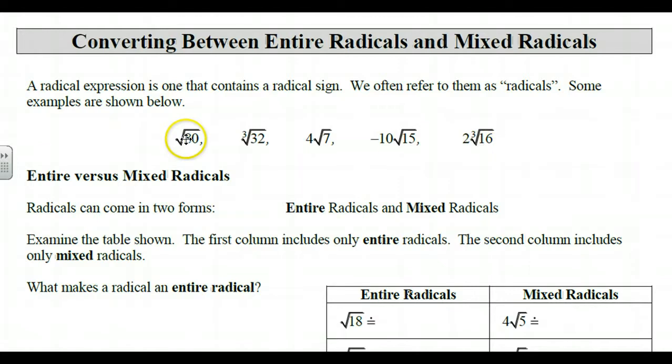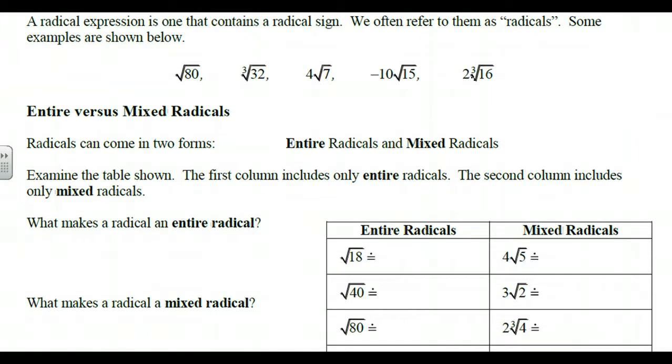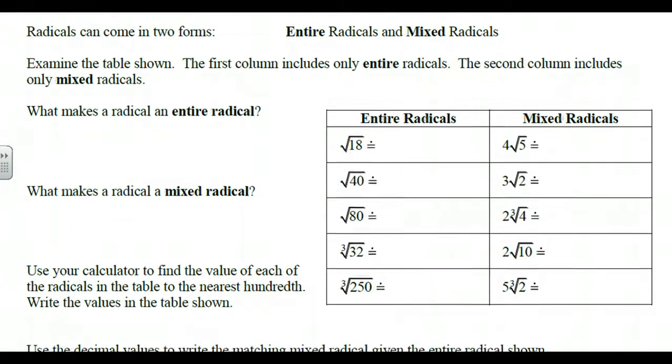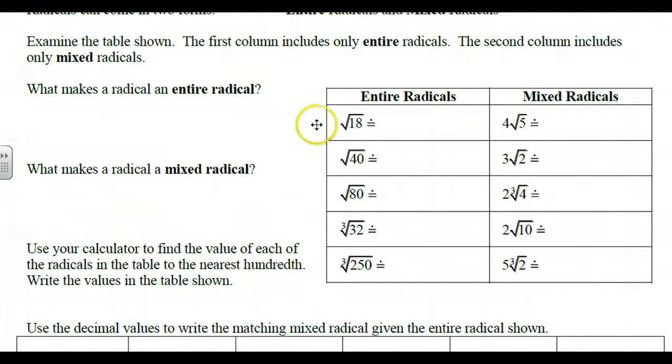Now, let's talk about radicals. They come in two forms, entire and mixed. Examine the table shown. The first column includes only entire radicals. Notice by an entire radical we mean just a number under the radical sign, and a mixed radical consists of a number in front and then a number under the radical sign. So what makes a radical an entire radical? It's a number under a radical sign.